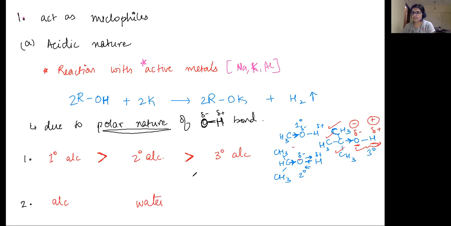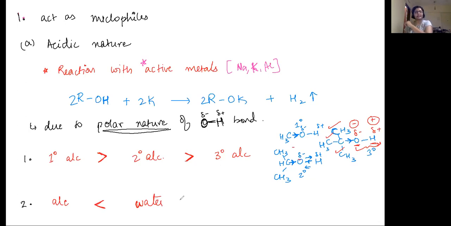Ria is asking why phenol is more acidic. I'll come back to phenol once I finish this part, so we'll discuss that, Ria. But before we get on to that, let's complete alcohols first. So between alcohols and water, which is more acidic? So you're saying water is more acidic.